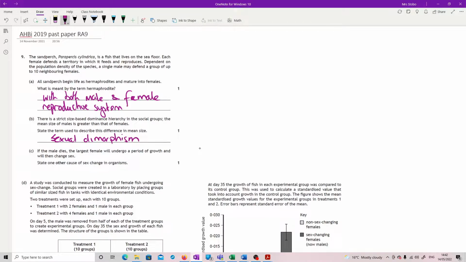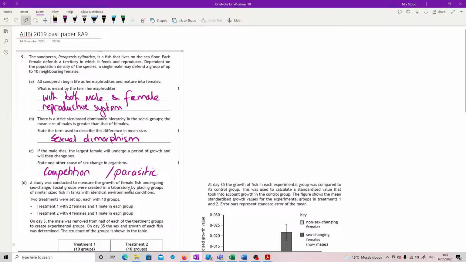Okay. If the male dies, the largest female will undergo a period of growth and will then change sex. State one other cause of sex change in organisms. So I'm afraid you just need to know this one. Okay, so they've given you that there is none of that particular sex now present. What we're also potentially looking for is competition, and the other one is parasites. So a form of parasitic infection might cause that to go.